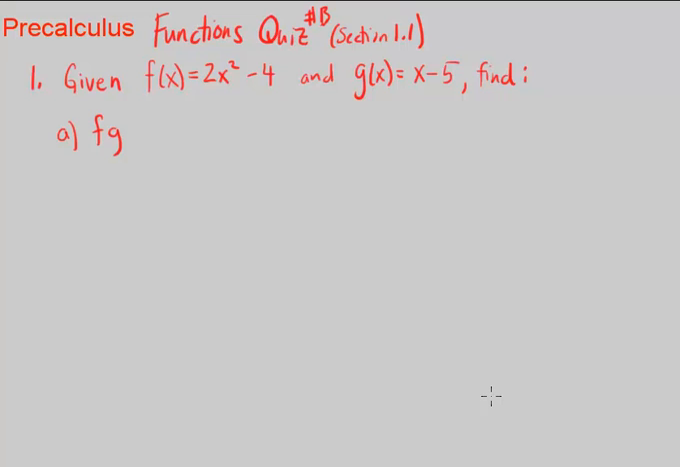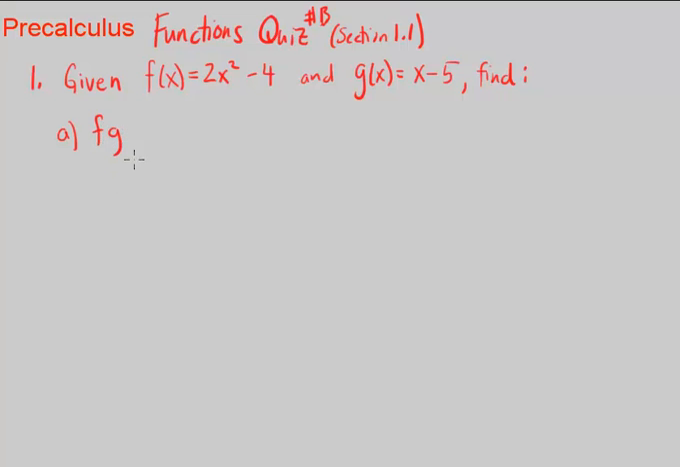This is Precalculus, the functions quiz version B. So number 1, we were given f of x is equal to 2x squared minus 4, and g of x is equal to x minus 5. So first we're asked to find fg.